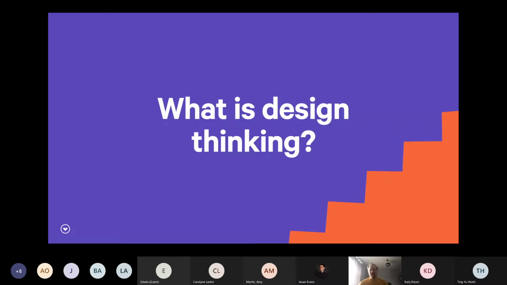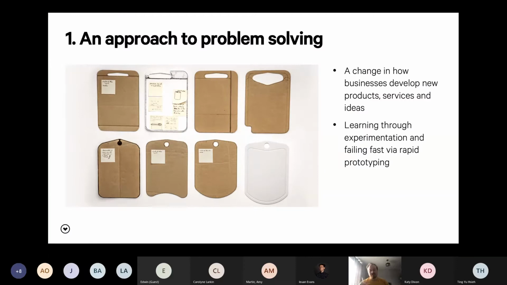So when we say what is design thinking, I broke it down into some statements. It's an approach to problem solving, which is maybe what you often hear, but actually it changes how businesses develop new products and services. Rather than just dreaming up an idea and putting it out there, they're evolving it through prototyping, learning and experimenting. This is an example of how you would go from a standard pattern of a chopping board, let's say that was a UX pattern on the top left, to the bottom right, which is the innovation, the change.